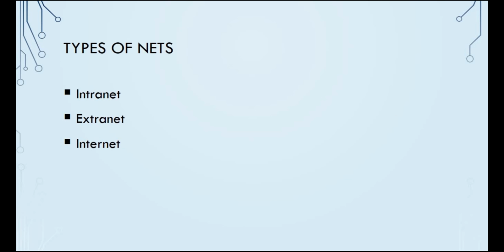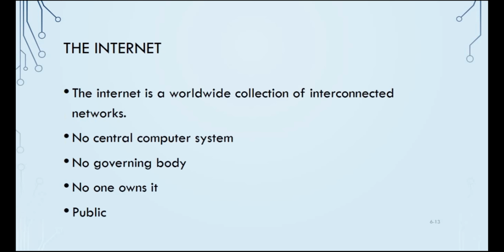So these are the types of nets: the intranet, extranet, and internet. Let's start with the internet. The internet is a worldwide collection of interconnected networks. No central computer system, no governing body. It is not owned by any individual or group. The internet is a public network. Since it is a public network, anyone can access it without a username and password.